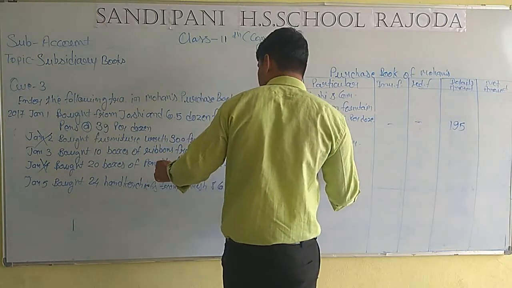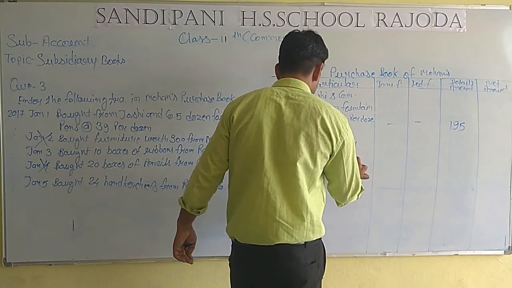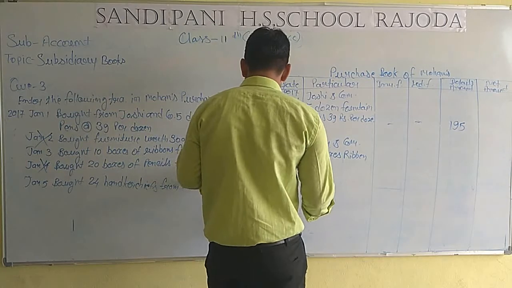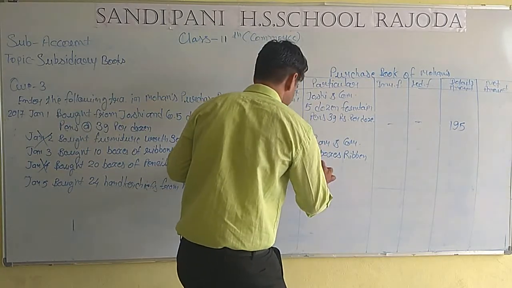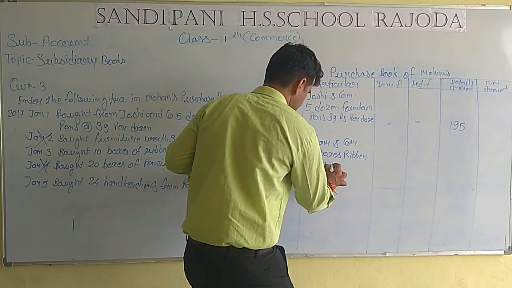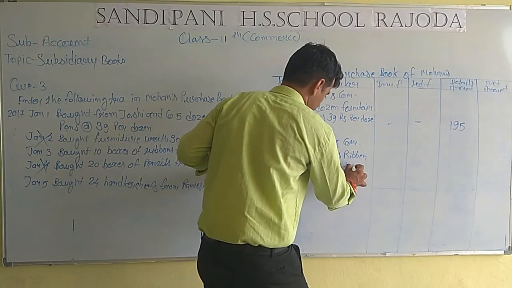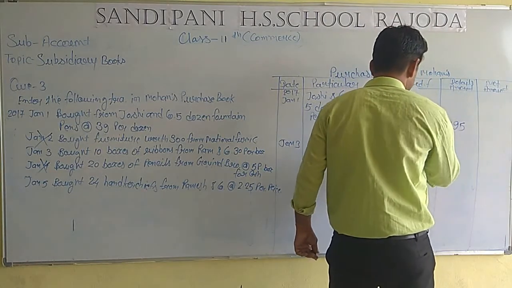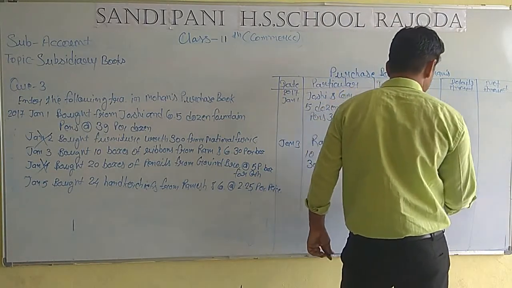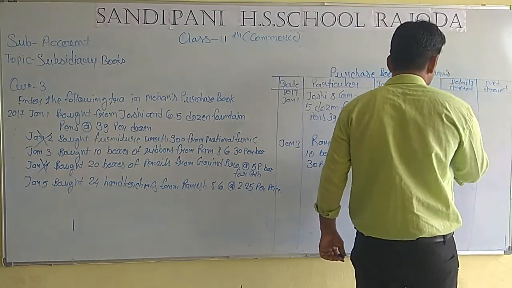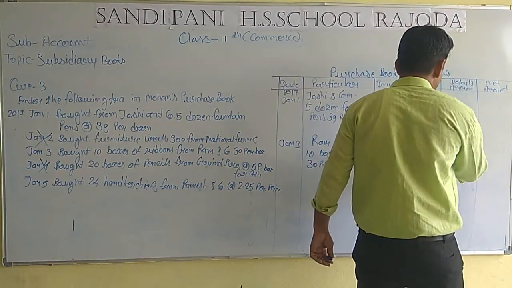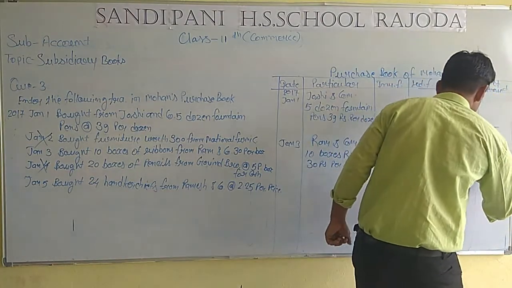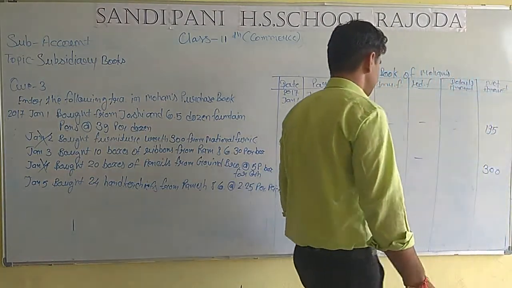boxes of ribbon at 30 rupees per box. So here we will write directly in the amount column, the net amount column, 300 rupees.